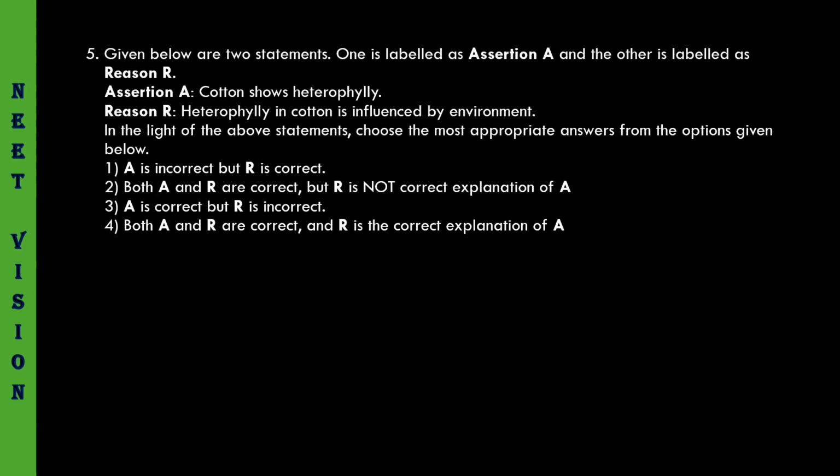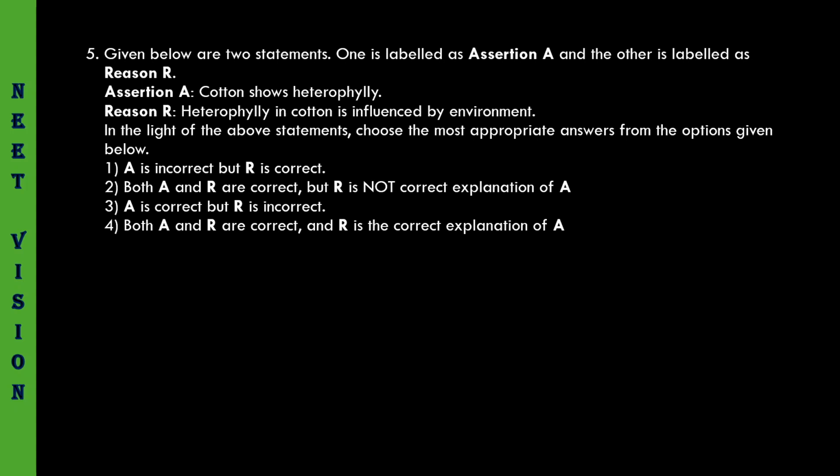Next question. Assertion, reason type. Cotton shows heterophily. That is the assertion. Yes, it shows heterophily. Here, heterophily is an example of plasticity influenced by stages in the life cycle of a plant, different stages in the life cycle. So it is a case of developmental heterophily. Heterophily in cotton is influenced by environment. No, it is not influenced by environment. It is influenced by the stages in the life cycle of the cotton plant.